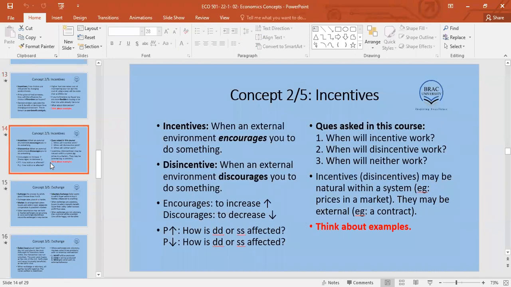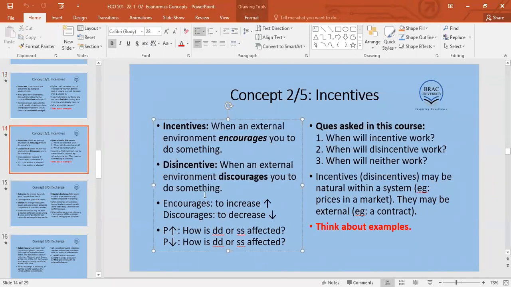Now we are looking at it from a little bit of a technical point of view. When we talk about an incentive, it encourages us to do something. A disincentive is the opposite of an incentive. It discourages us from doing something. Encourage we will use as increase, and discourage we will use as decrease. So if the price increases, it influences households in one way and firms in another way. If the price decreases, it does the opposite.